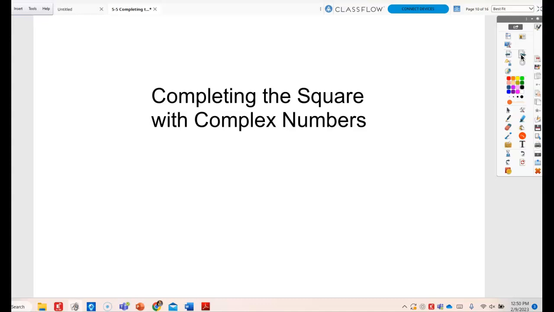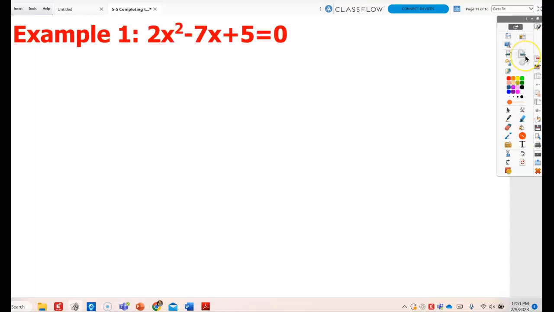So our goal today is to look at completing the square with more complex numbers. We're also going to talk about vertex form, so how can we rewrite the equations in vertex form, etc. So in example number 1, we have 2x squared minus 7x plus 5.